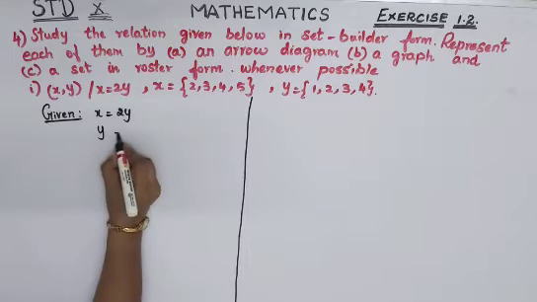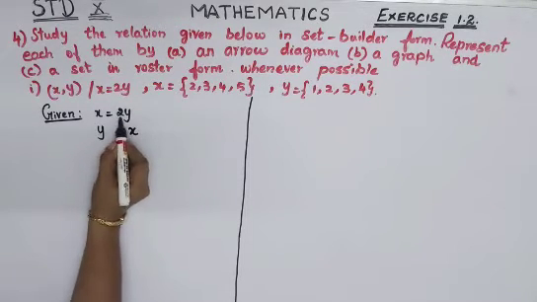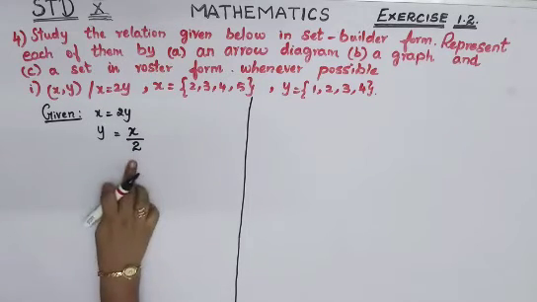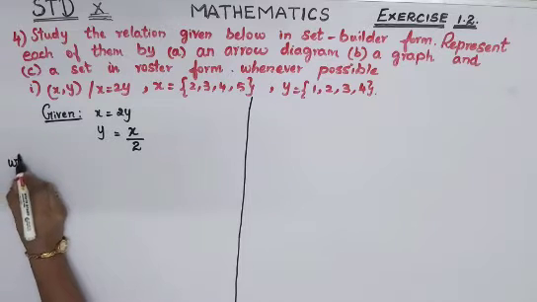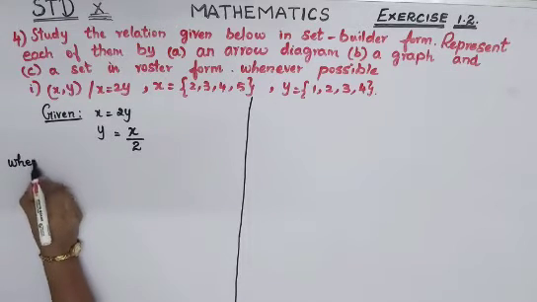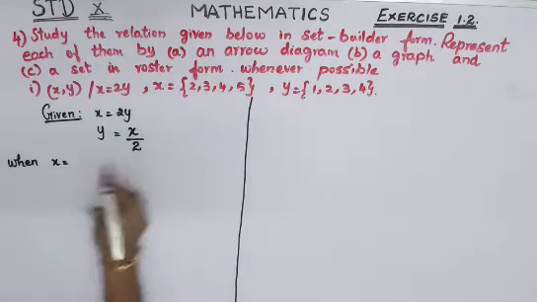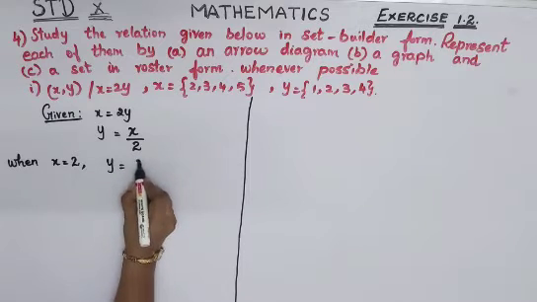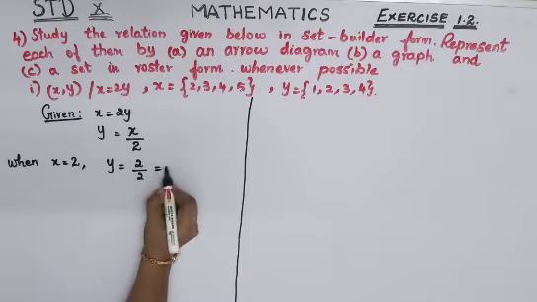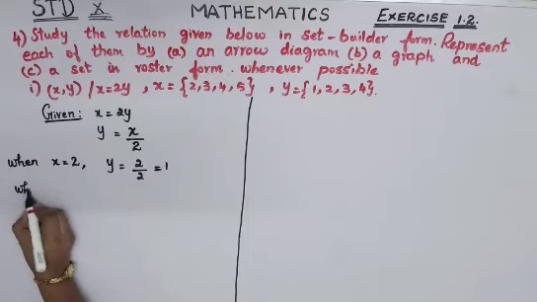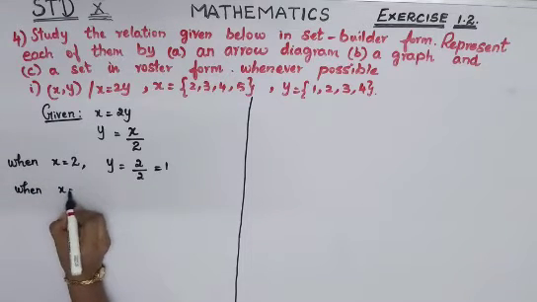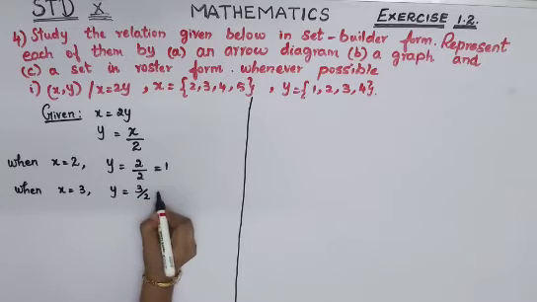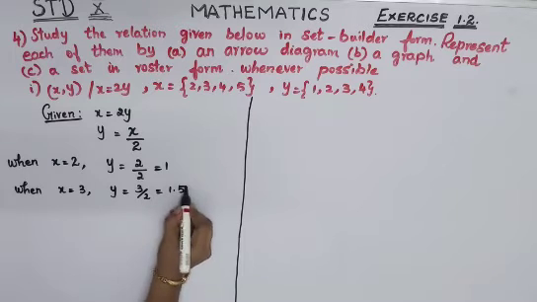y is equal to x by 2, bringing this 2 to the denominator. Once we have found x by 2, we will give the values for x and find y. When x is equal to 2, y is equal to 2 by 2, which is 1. Then when x is equal to 3, y is equal to 3 by 2, which is 1.5.